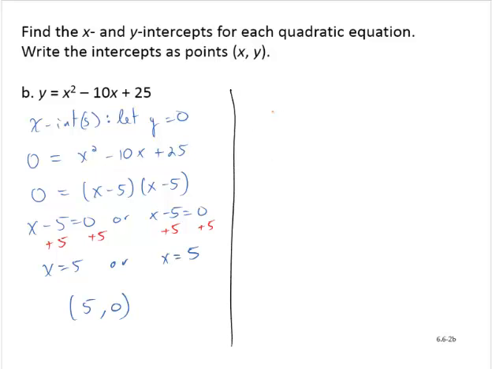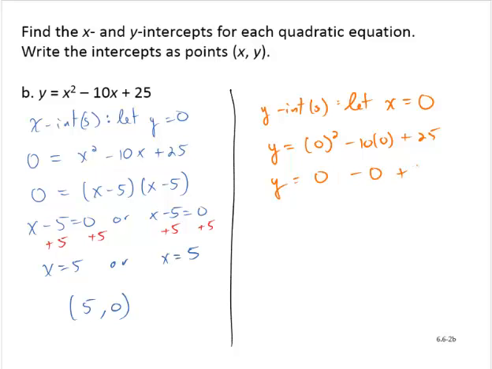Let's find any y-intercepts. We will let x equal 0. So we have y equals 0 squared minus 10 times 0 plus 25, which is 0 minus 0 plus 25, which is 25. And so our y-intercept is 0, 25.